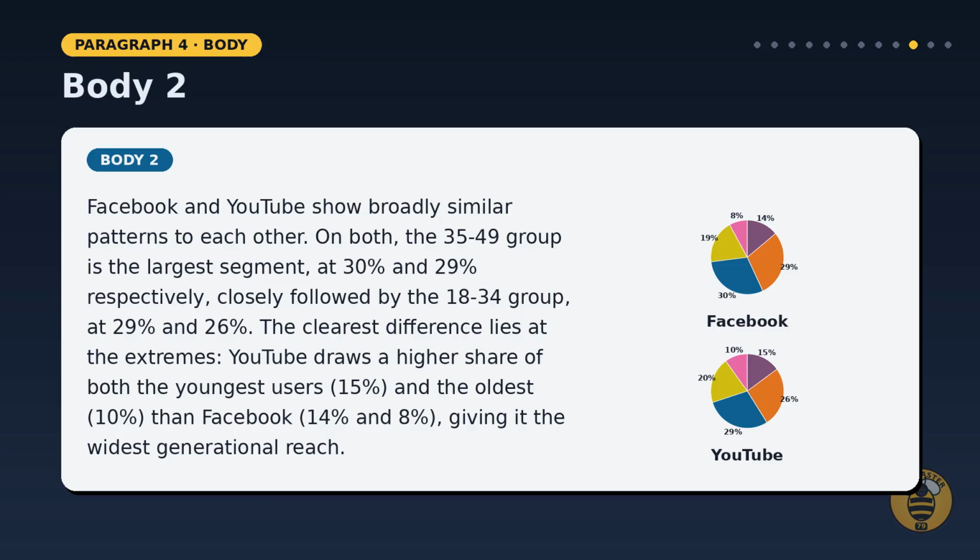Body paragraph 2. Facebook and YouTube show broadly similar patterns to each other. On both, the 35 to 49 group is the largest segment, at 30% and 29% respectively, closely followed by the 18 to 34 group, at 29% and 26%. The clearest difference lies at the extremes. YouTube draws a higher share of both the youngest users, at 15%, and the oldest, at 10%, than Facebook, at 14% and 8%. Giving it the widest generational reach.